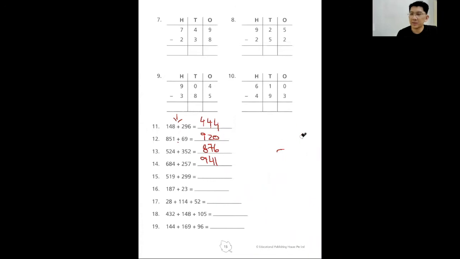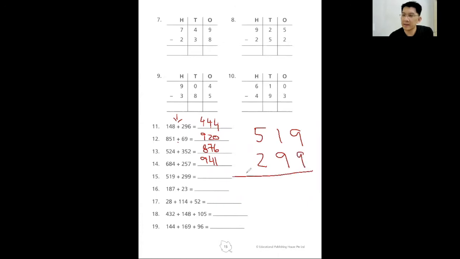Okay, hope you're doing well there. Let's continue with number 15. Number 15. So number 15 is 519, 299. So 519 plus 299. Okay. So let's start from the right hand side.